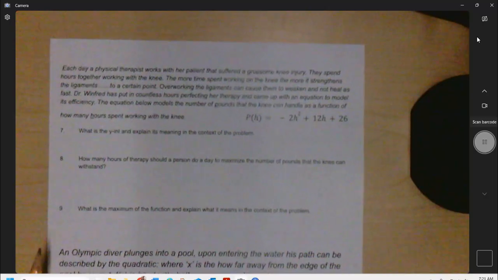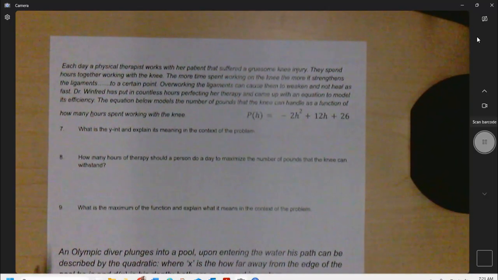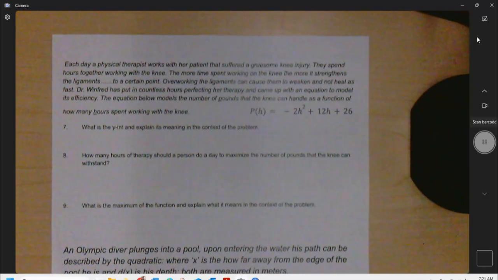I would like to talk about this one. Each day a physical therapist works with her patient that suffered a gruesome knee injury. They spend some hours working on some PT. The more time they spend, the stronger the knee gets to a certain point. After a while, it starts to break down the ligaments and it's no good for it. So there's this perfect amount, kind of like the chicken sandwich thing, right? There's a perfect amount of hours spent that will give us the best outcome for the knee, the most amount of pounds that the knee can handle.